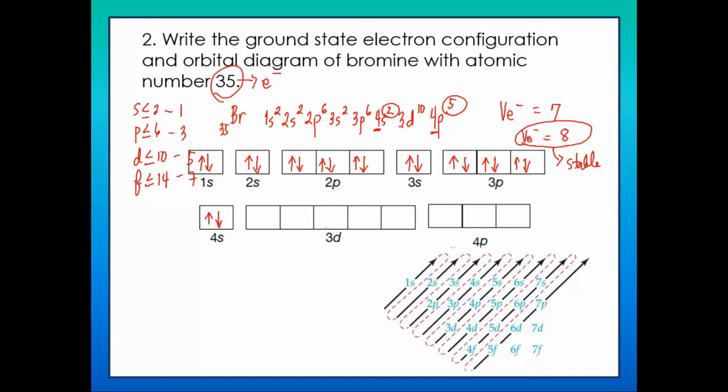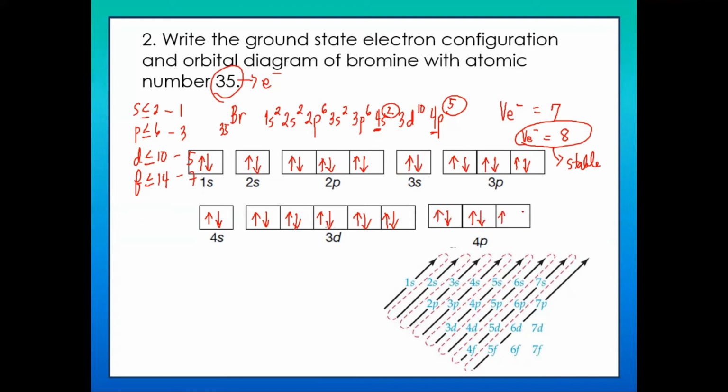For 3d, there are 10, so up first. 1, 2, 3, 4, 5, 6, 7, 8, 9, 10. Okay? Now for 4p, there are 5, so upward first. 1, 2, 3, then downward 4 and 5.